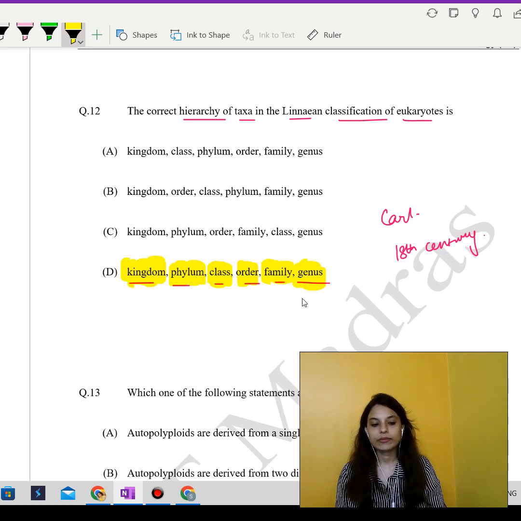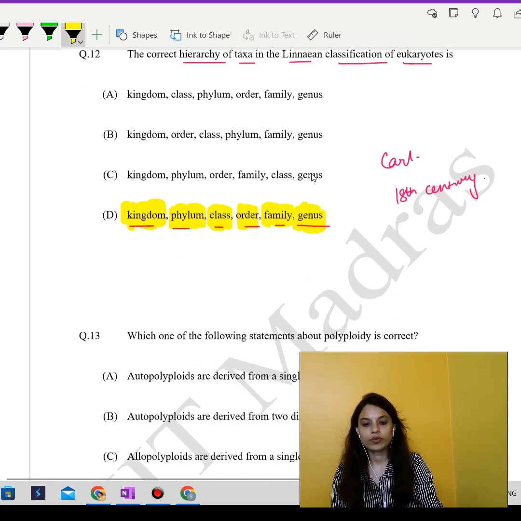Then comes the species lastly, which is the basic unit of biological classification, representing a group of individuals who are capable of interbreeding and producing fertile offspring. So now we can very well classify why the others are not correct, because the order is not correctly mentioned in the other options. That's it. Let's move over to the next question.